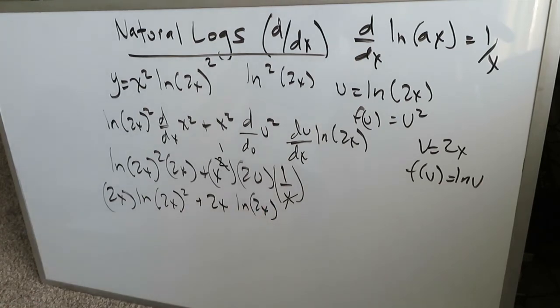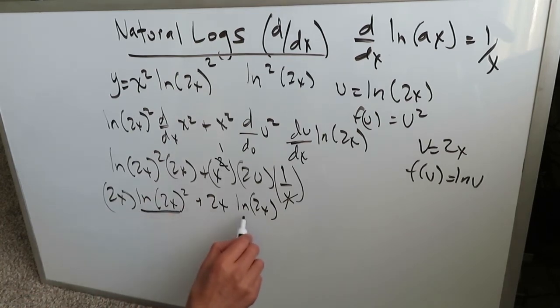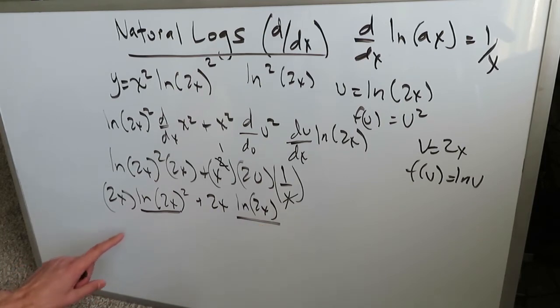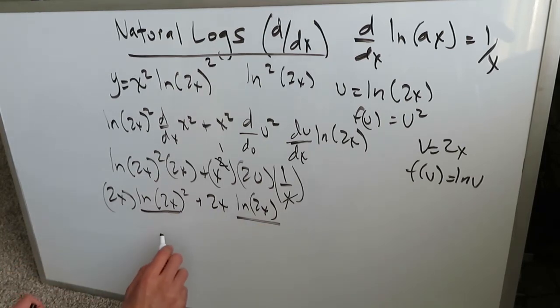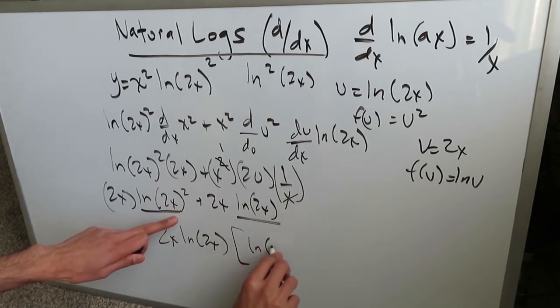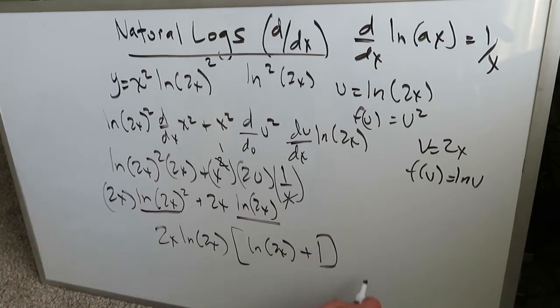Now look over here. There might be a common term. There is a common term. If you look at natural log 2x squared and natural log 2x, this has a natural log 2x, this has a natural log 2x. You have a 2x here and a 2x over here. So you have quite a few common terms. Your common term will be 2x natural log 2x, which goes in front of natural log 2x plus 1. And this right here will be your final answer. And you would be satisfied and I would be satisfied with this answer.